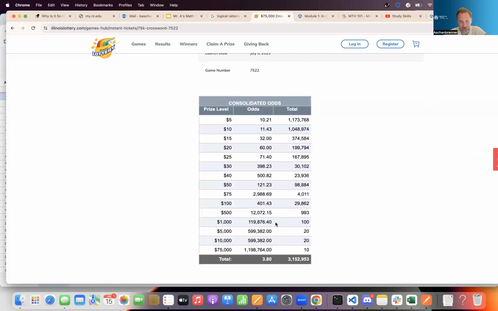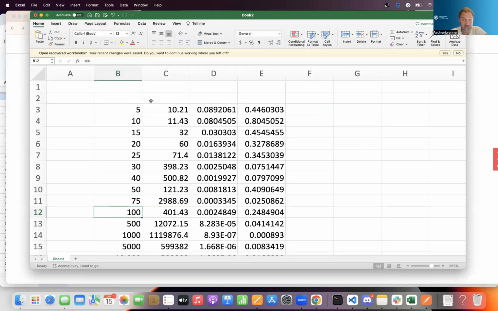Unfortunately, it was in a picture. This is a picture, not a table, so it's not easy for me to do that. So I had to type it by hand. So that's the first part here. Let me put some labels on my little table here. This is the prize value. These are the odds.